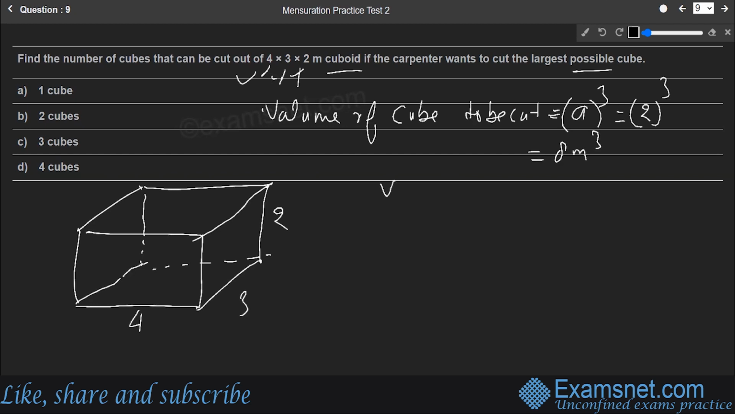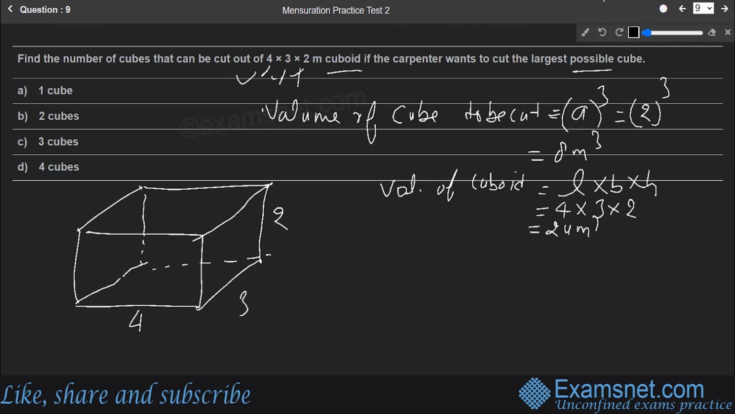What is the volume of our cuboid? The volume of our cuboid is, let us see, side cubed again, but here the sides are different because it is a cuboid, so it's going to be L into B into H. Let us put the values: 4 into 3 into 2, that is nothing but 24 cubic meters. That is the volume of the cuboid.